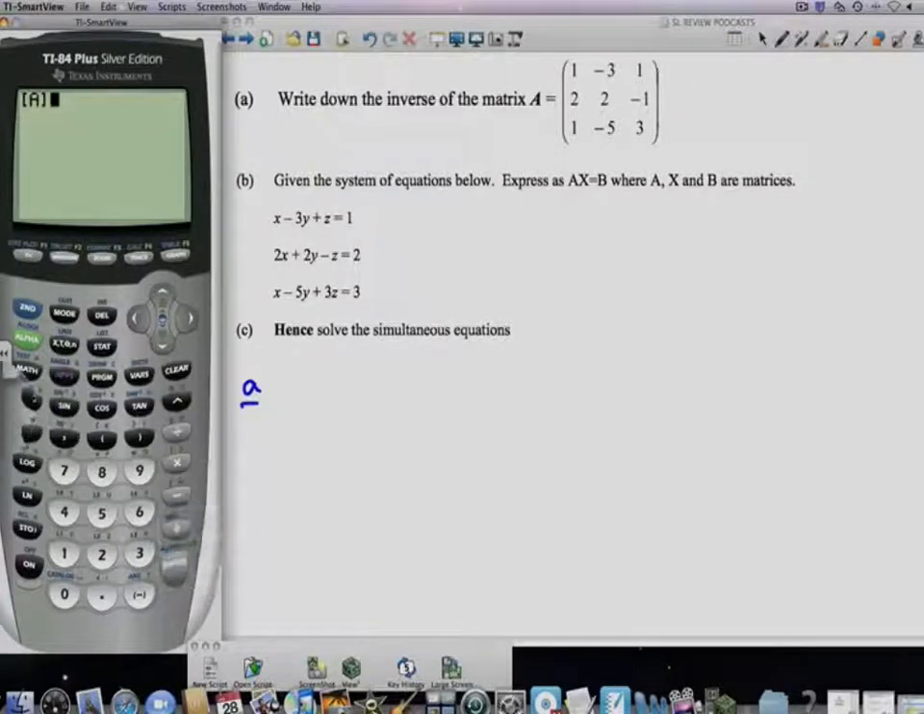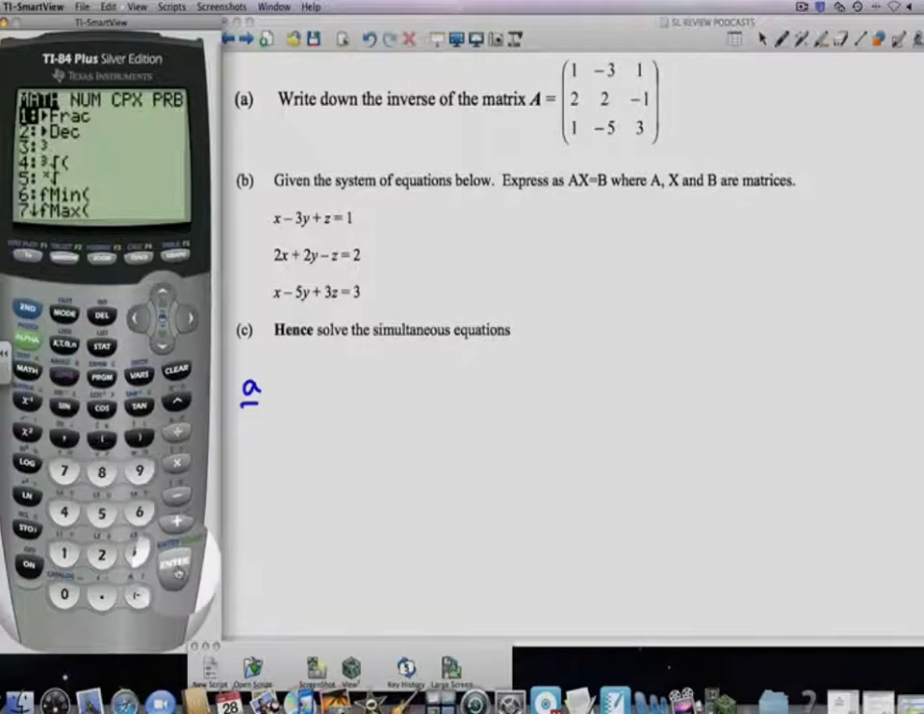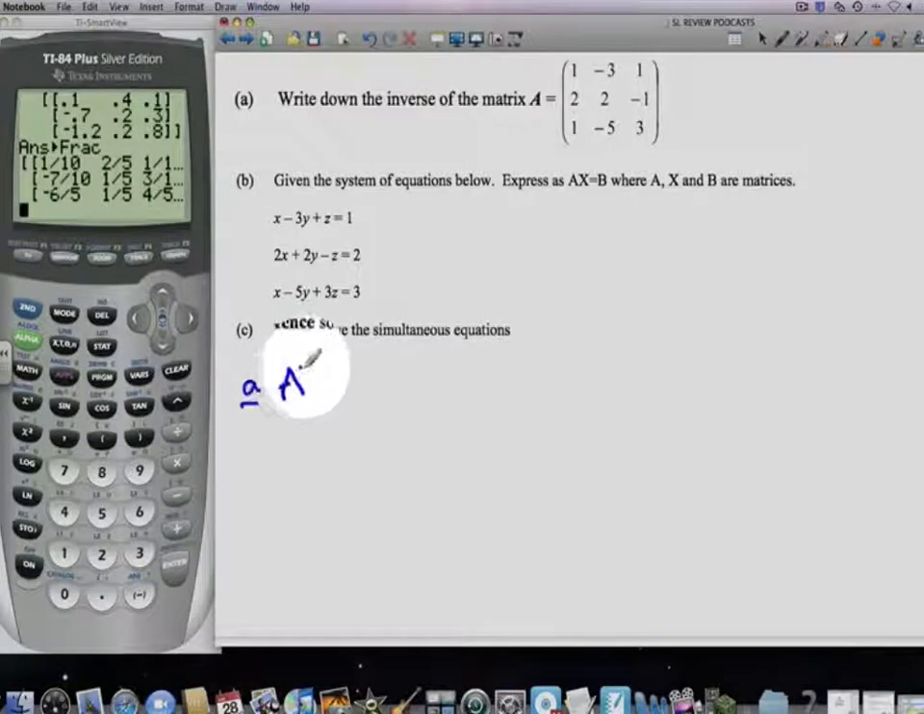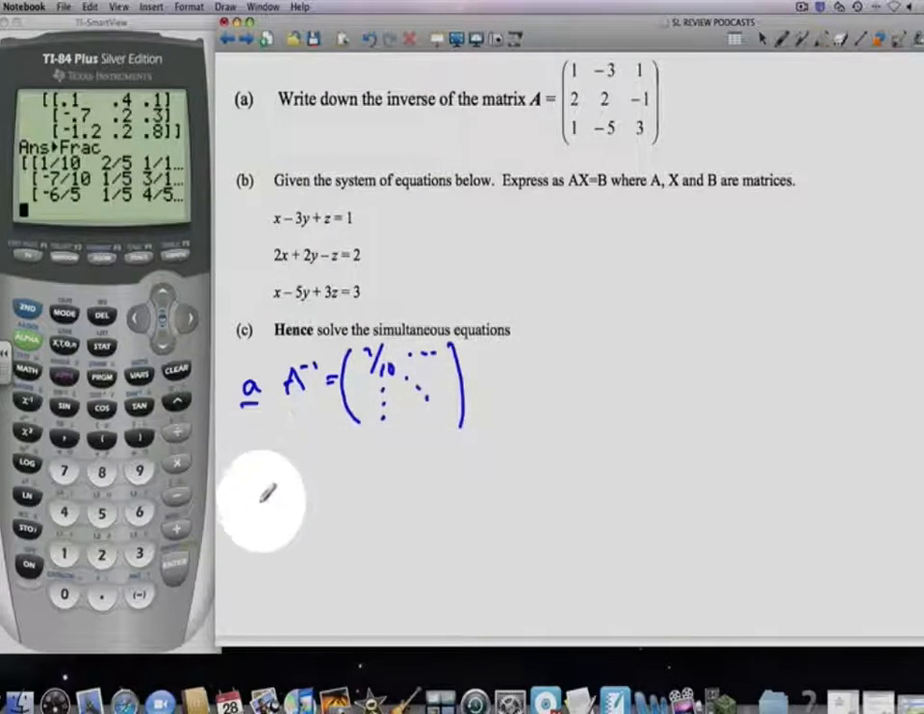Okay. So then we want the inverse, which is this. These are all in decimals. If you like fractions, you can just go math fraction, and it'll convert all those entries into fractions. Okay. So we won't write the whole thing down, but there's your 2 points right there. 1/10 and everything else. So there's your A inverse for 2 points on your exam.